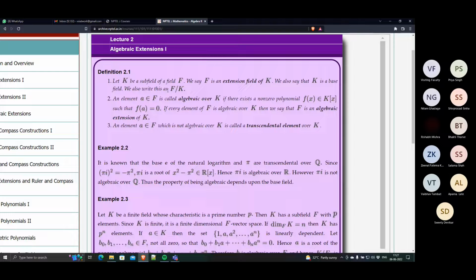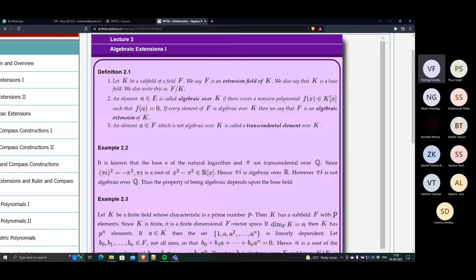This means F and K are fields and K is a subfield of F. Now we say an element A in F, where F is an extension field, is algebraic over the smaller field K if there is a non-zero univariate polynomial f over the smaller field K such that f of A is equal to 0. The element is from the larger field, the polynomial is from the smaller field. That is the main thing here.